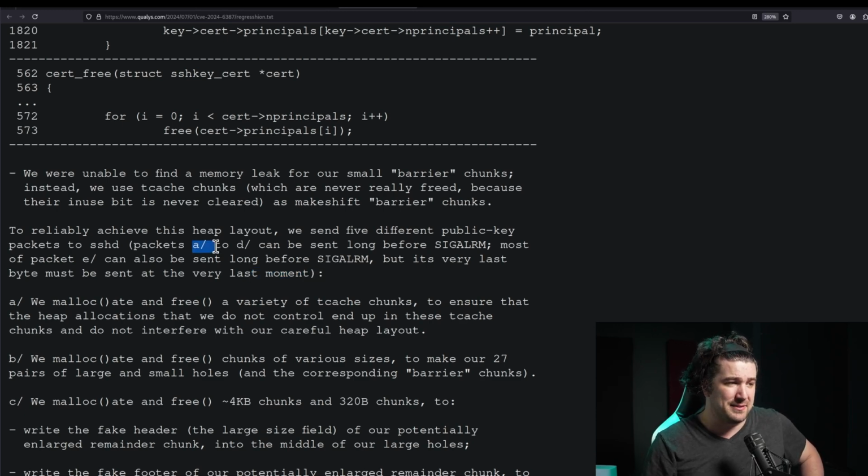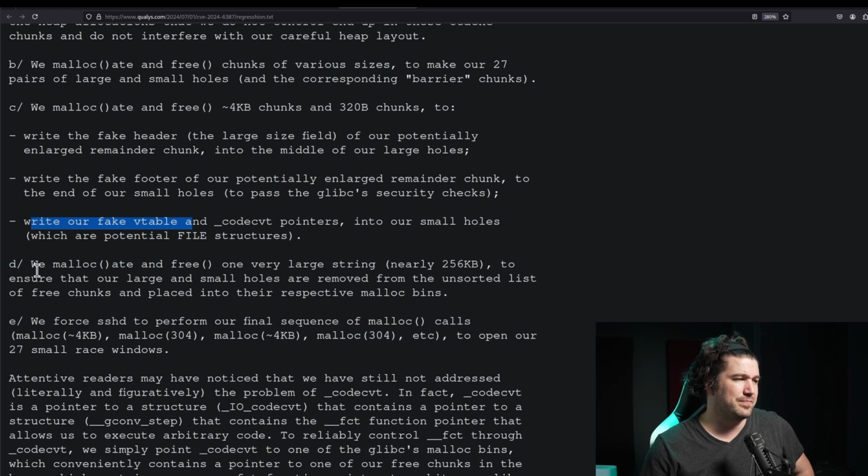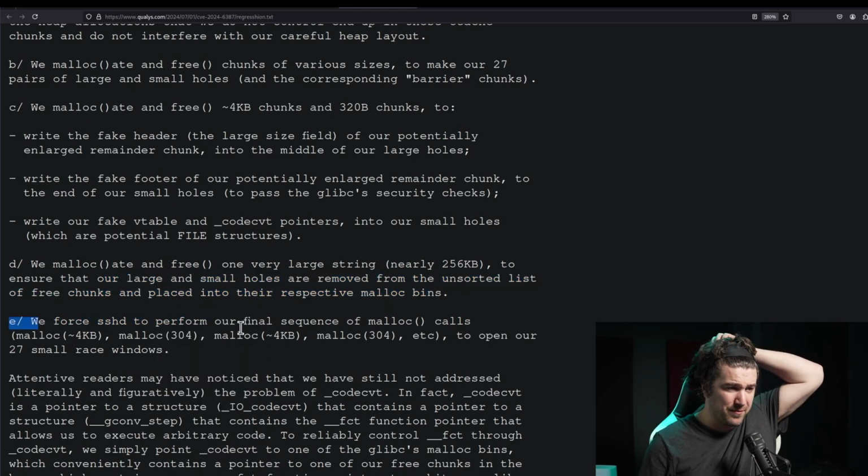So these are the packets: A, B, C, D. Okay, so this is the layout of all of the stuff. We malloc and free a variety of Tcache chunks to ensure that the heap allocations that we do not control end up in these Tcache chunks and do not interfere with our careful heap layout. We malloc and free chunks of various sizes to make our 27 pairs of large and small holes and the corresponding barrier chunks. In the C packet, we malloc and free 4 kilobyte chunks and 320 byte chunks to write the fake header, write the fake footer, write the fake vtable. In D, we malloc and free 1 very large string, nearly 256 kilobytes, to ensure that our large and small holes are removed from the unsorted list of free chunks and placed into their respective malloc bins. We force SSHD to perform our final sequence of malloc calls to open our 27 small race windows.